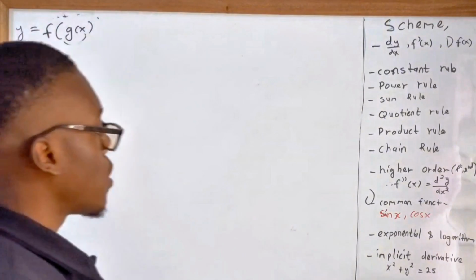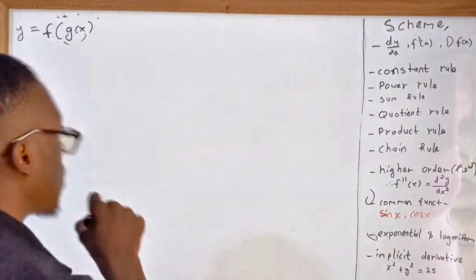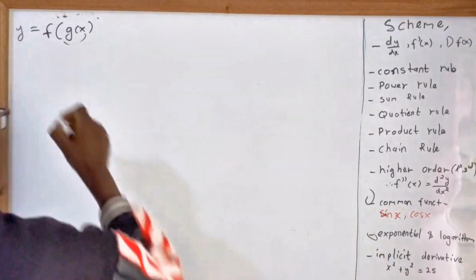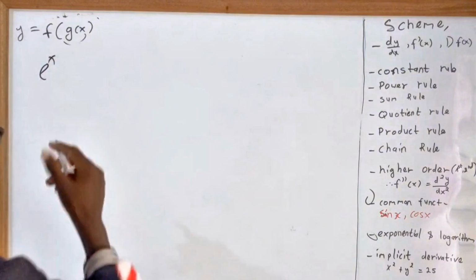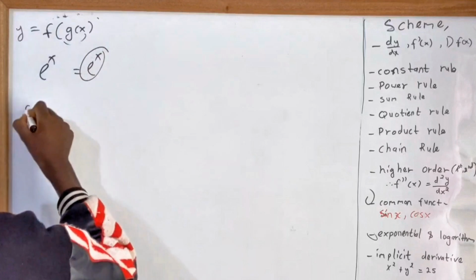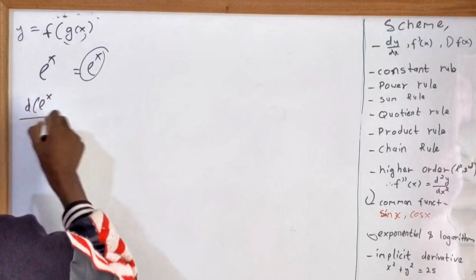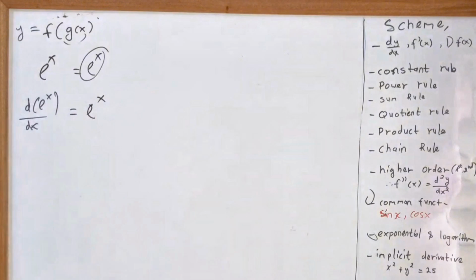Then the third part is what? We are going to look at the exponential and logarithm. For example, the first one is e to the x. E to the x, okay? Exponential e to the x. How do you differentiate this? You are going to differentiate and have e to the x actually. Yeah. If you have d of e to the x over dx, you are going to have e to the x.